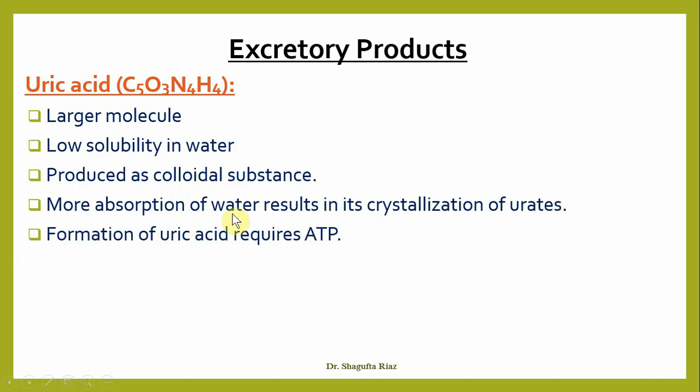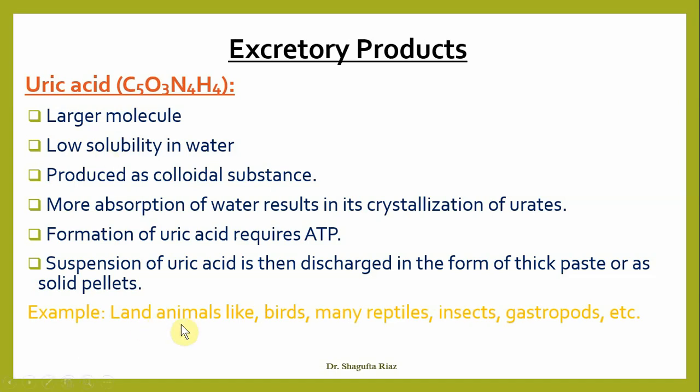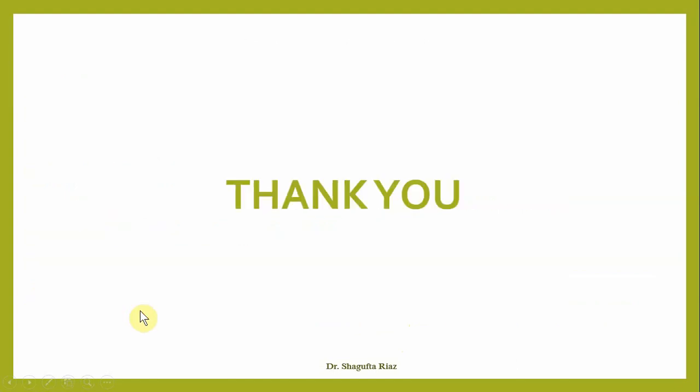Again, this excretory product needs to be converted, and it requires energy in the form of ATP. So the suspension or solution of uric acid is then discharged in the form of thick paste or as solid pellets. What is a pellet? A pellet is a harder spherical or round small structure. Land animals like birds, many reptiles, insects, and gastropods excrete uric acid. Thank you.